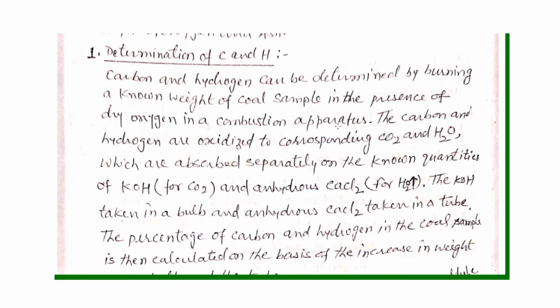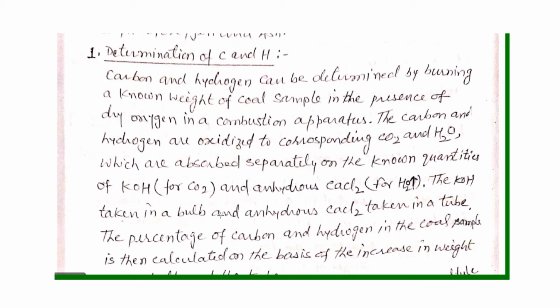So, as we know, any fuel on combustion, if it has carbon and hydrogen, in the presence of dry oxygen, the carbon will burn and release the corresponding CO2, while the hydrogen will release H2O moisture. So this corresponding CO2 and H2O are absorbed on a known quantity of KOH for trapping of CO2 and anhydrous CaCl2 to trap moisture H2O.